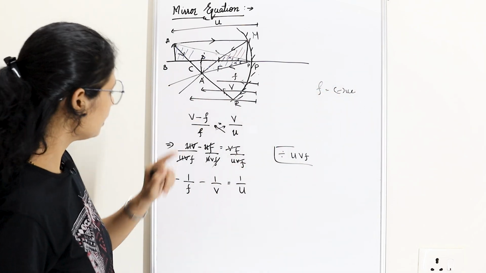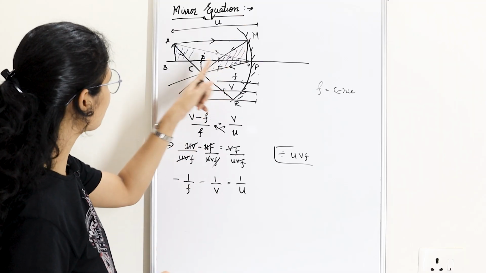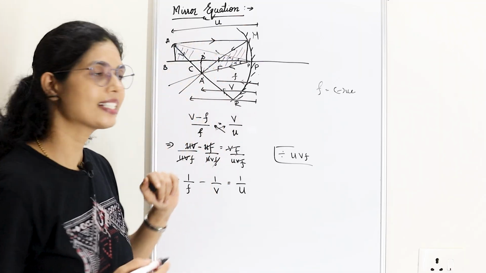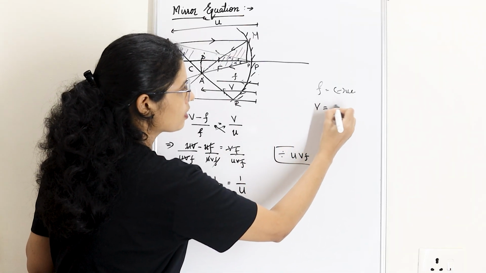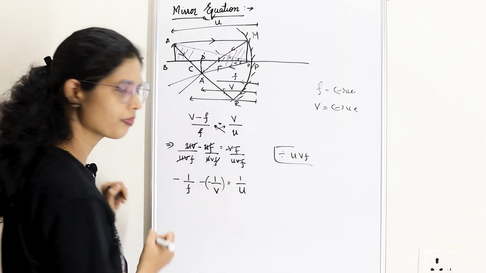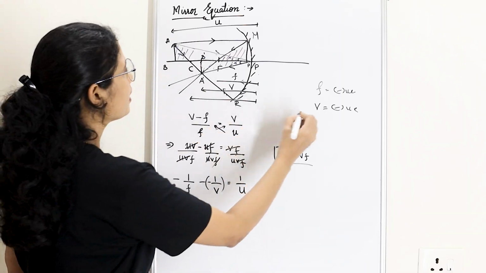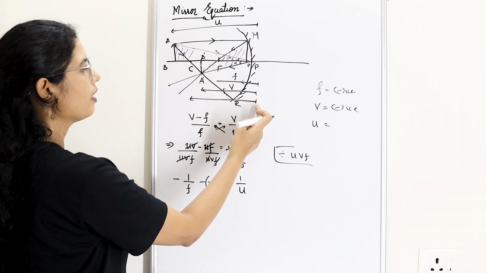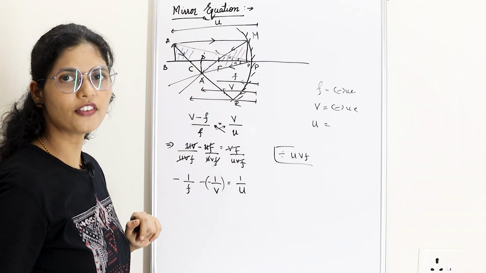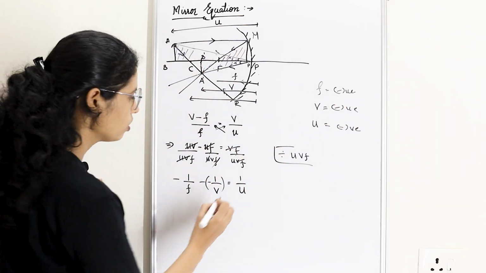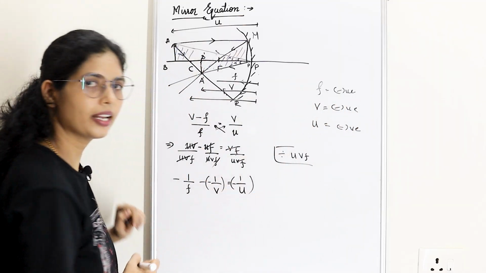Okay, similarly then you need image distance. Since image distance is also on this side, it is opposite to the direction of the incident line. So image distance is also negative. Okay, so this is also negative. Then there is object distance. Since object distance is also here, it is also opposite to the direction of incident line. So object distance is also negative. So this is also negative.